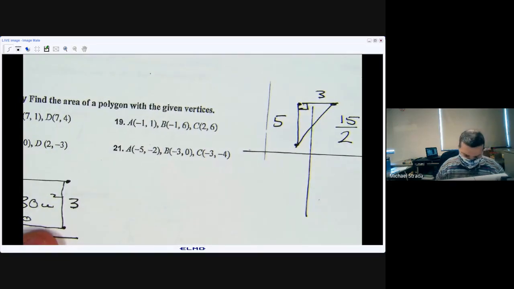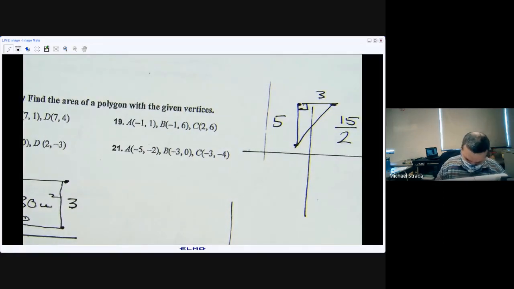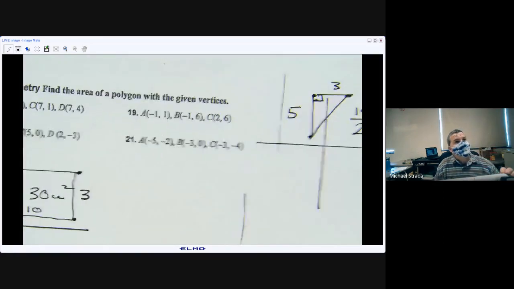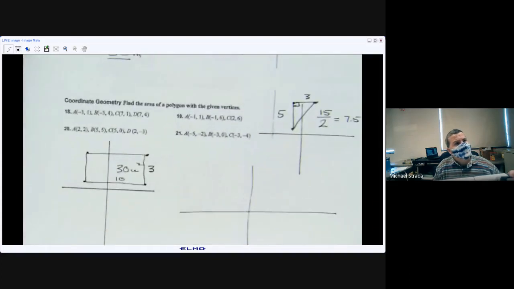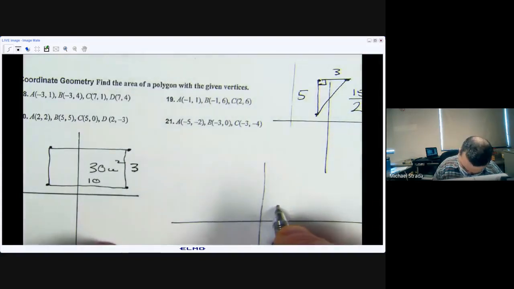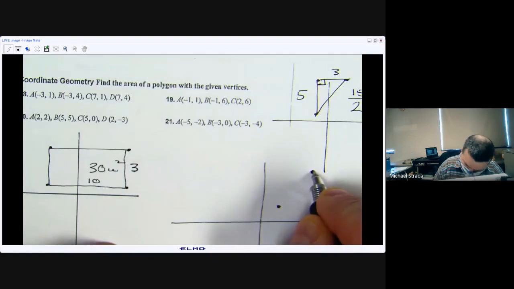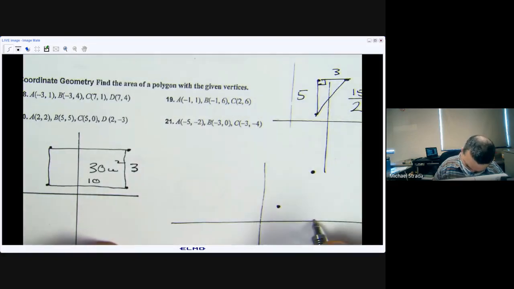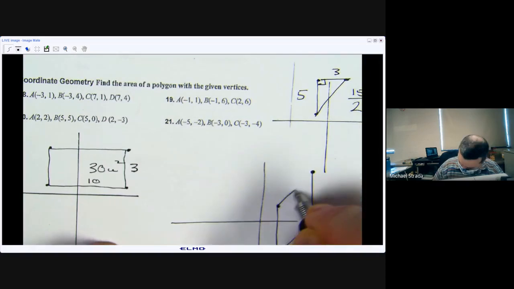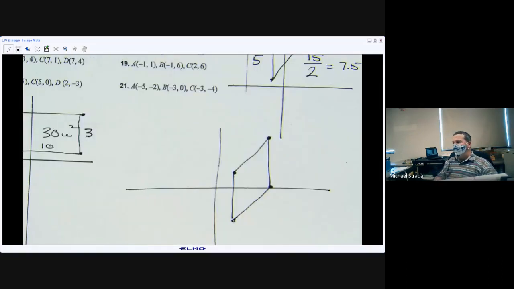Good? All right, if we look at number 20, 2, 2, 5, 5, 5, 0, and 2, -3. All right. I'm half in luck. Why? Why am I half in luck? It's congruent. Okay, let's take a step back.